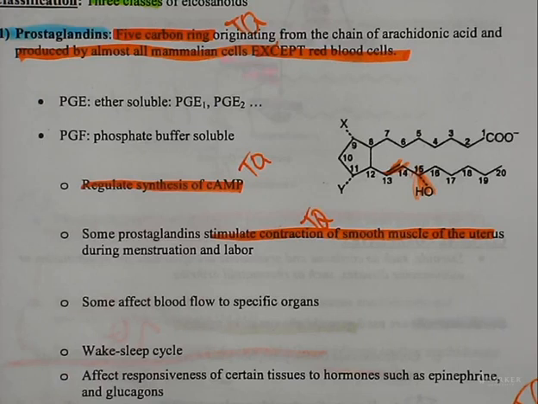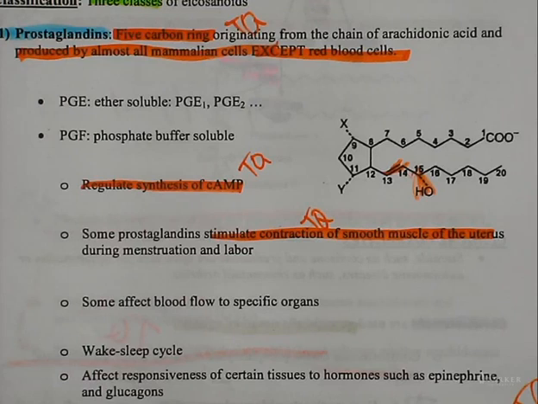They have a 5-carbon ring, which is a structural question you need to know. You need to know the structural characteristics of all of the eicosanoids. They have a 5-carbon ring, TQ, 5-carbon ring, originating from the chain produced by almost all mammalian cells except red blood cells. Does that seem important? Produced by everything except red blood cells. Make sure you know that. So they're drawn right over here.